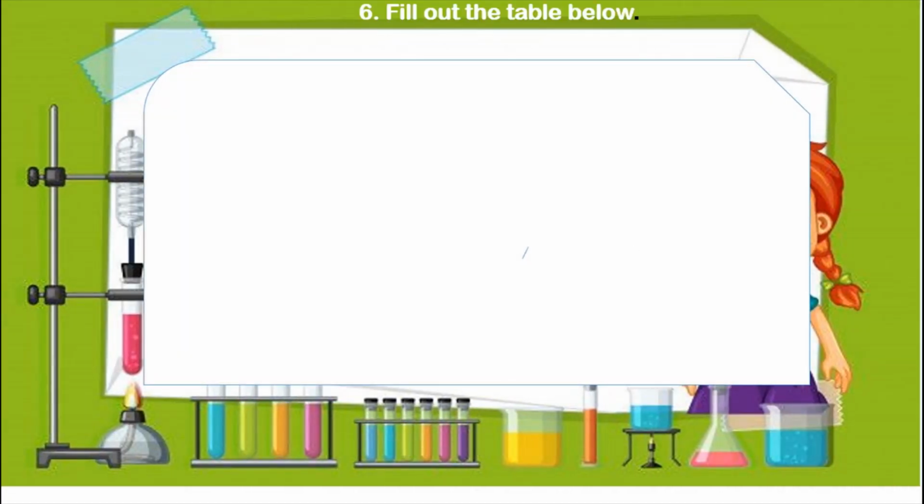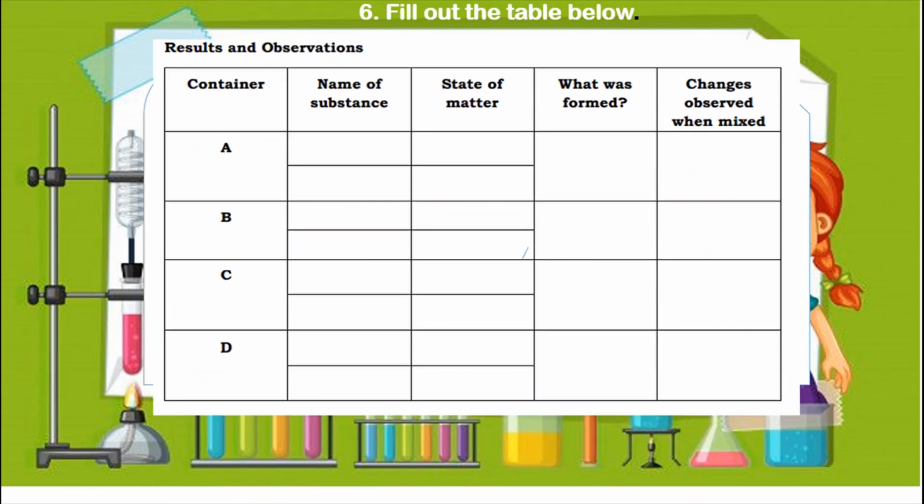Okay. So, you are going now to fill out the table below. So, mao ni siya ang table kaganina. Results na ni siya and observation. So, we have 4 containers, A, B, C, D. Name of substance. Unsa tong mga substance nga gigamit nato or materials nga gigamit nato during our experiment. Tapos, state of matter. There are 3, or unsa man tong mga state of matter nga nastudyhan kaganina. We have the liquid, gas, and solid. Okay. Unsa ang na-form? What was formed? Changes observed when mixed. Okay.